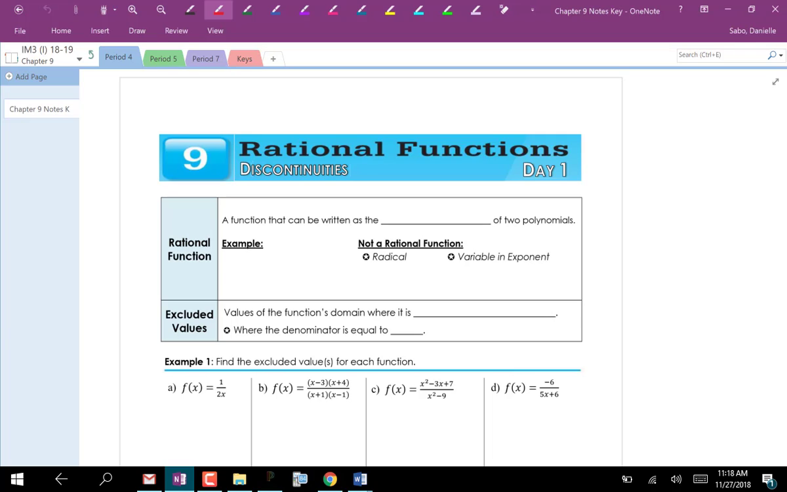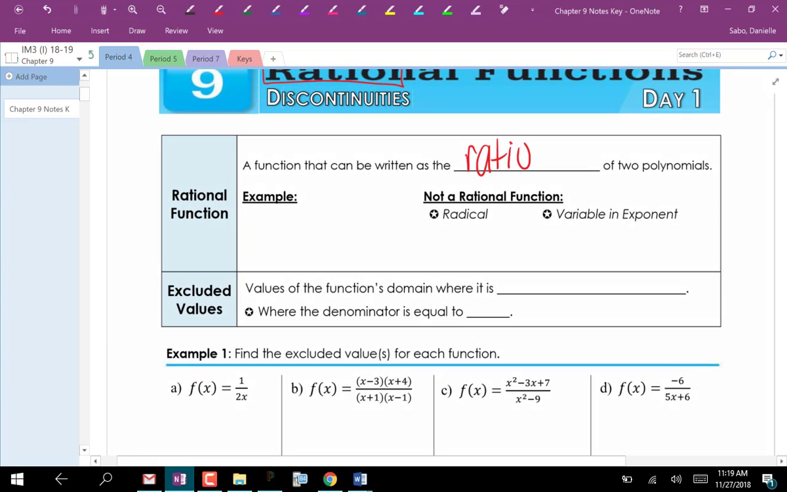Okay, so let's talk about what it means to be a rational function. It's kind of in the name, ratio. So we're going to have a ratio of two polynomials. Ratio, rational, kind of makes sense. That just means that there's like a division sign. You don't necessarily have to have a division sign.